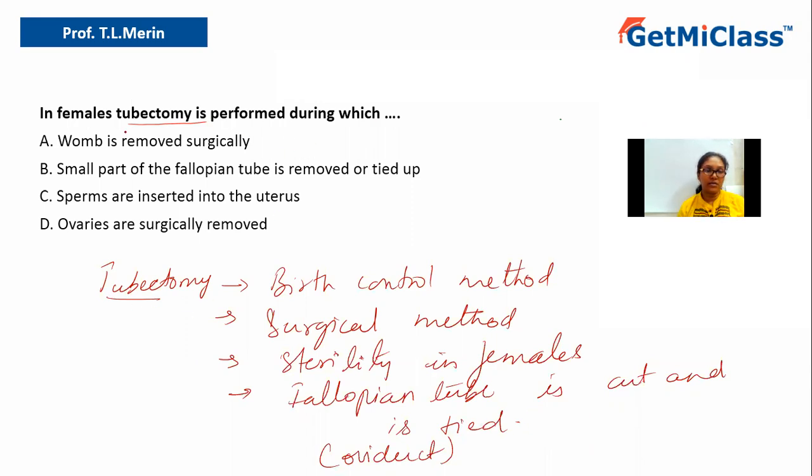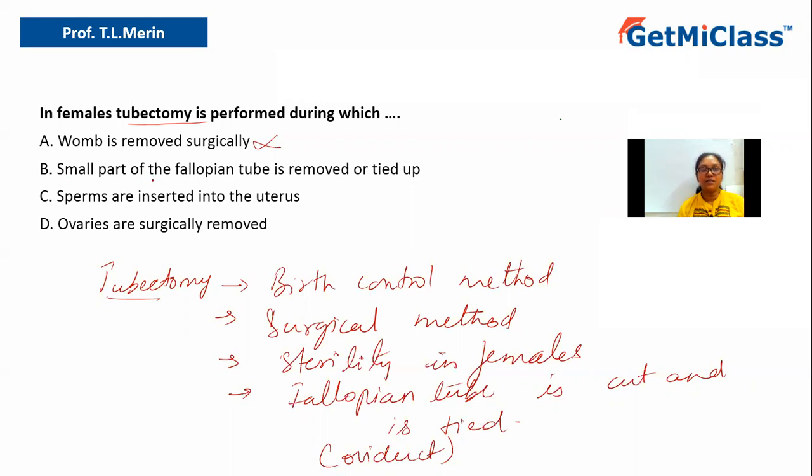So let us look at the question again. In females, tubectomy is performed during which? Option A, womb is removed surgically. No, the uterus is not removed surgically here. Nothing has been totally removed as such. It is just the fallopian tube which is cut, or a piece of it removed, so as to avoid the egg moving further along the fallopian tube and meeting the sperm for fertilization. To avoid that, this tubectomy is done.